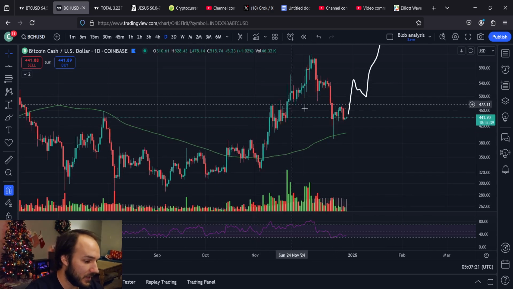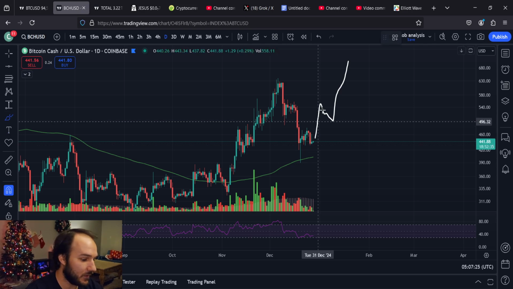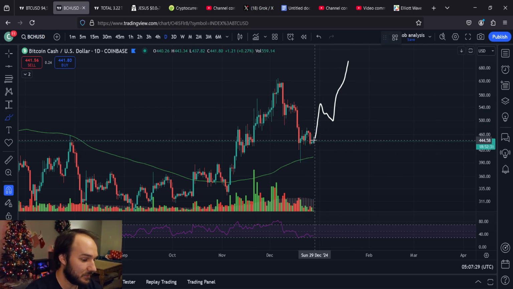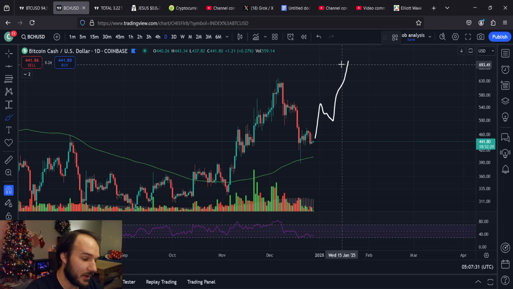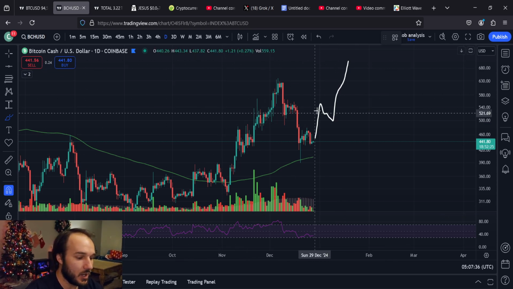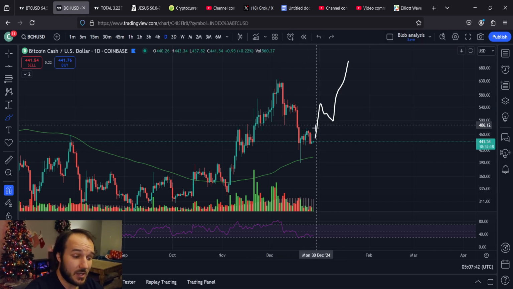I don't know if that actually happens just like that, but sometimes I draw lines like this just for fun, just off the top of my head looking at it, and then I'll look back and it works out pretty well. And the reason I drew this, not for any reason specifically, but where I stopped was at previous areas of resistance here. Where I found support was at previous areas of support here. So seeing something like this might literally happen.